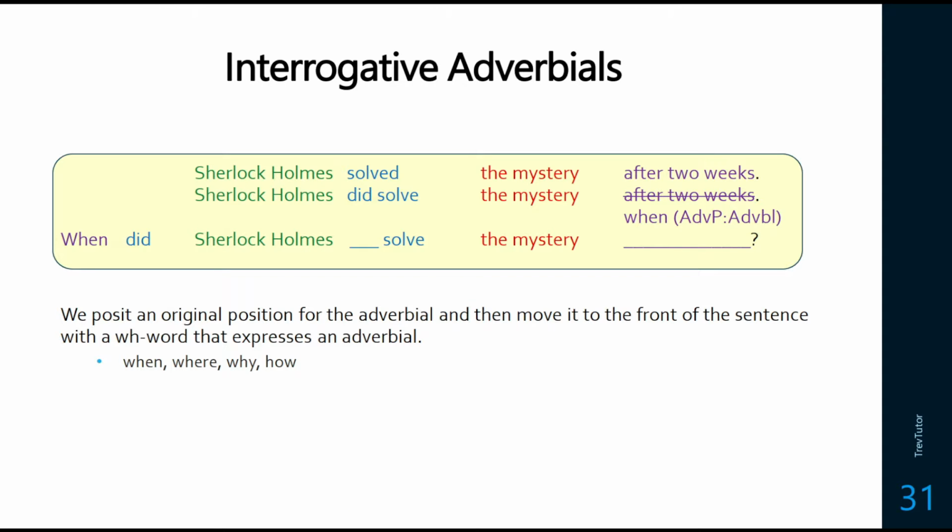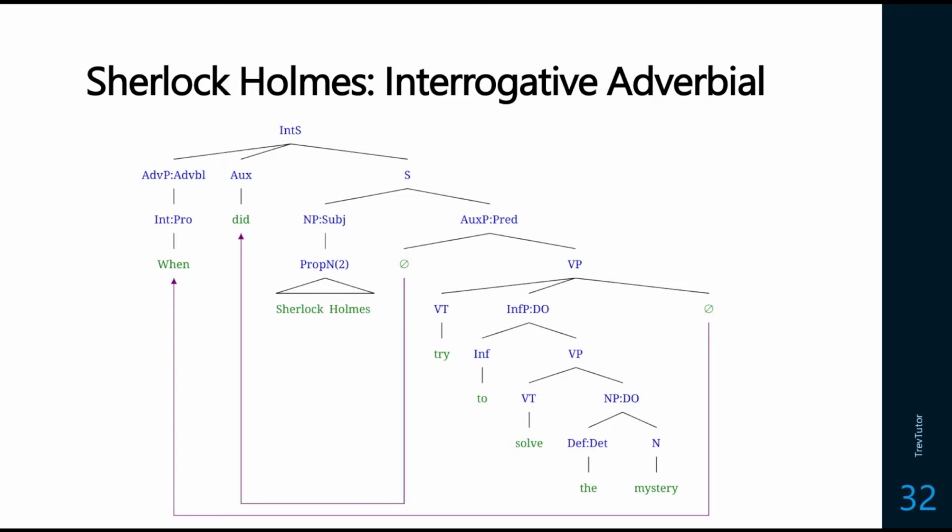What about an adverbial? So with adverbials, we need the same thing. Sherlock Holmes solved the mystery after 2 weeks. What we need is the auxiliary for do support, and we need to do double movement. So we need to do movement of the auxiliary and also movement of the adverbial. So these are words like when, where, why, how, or how much. So we can posit a starting place. So Sherlock Holmes did try to solve the mystery.